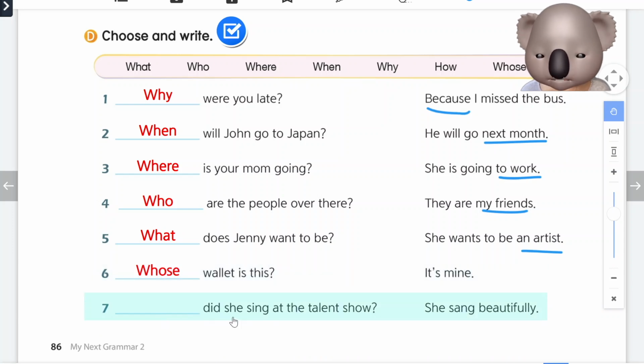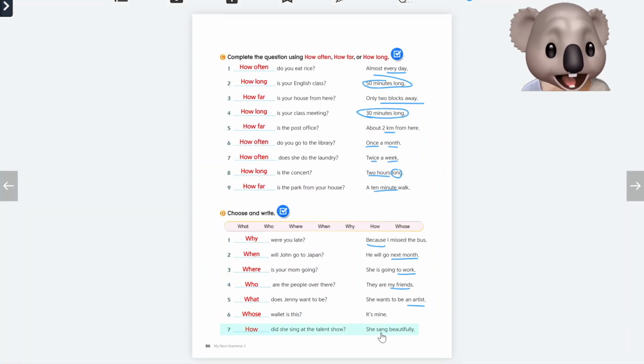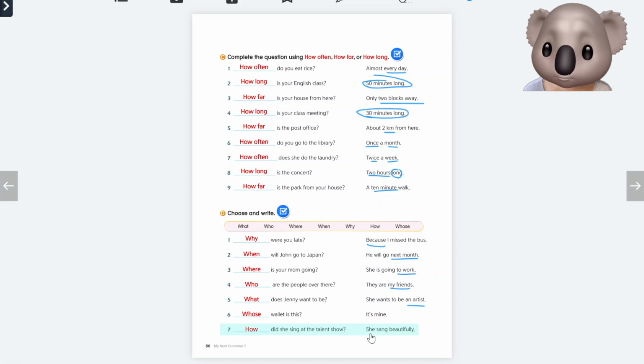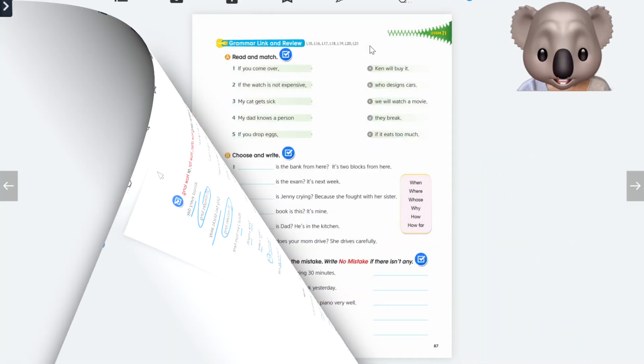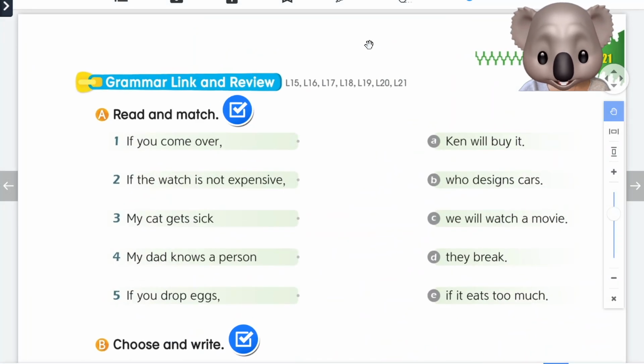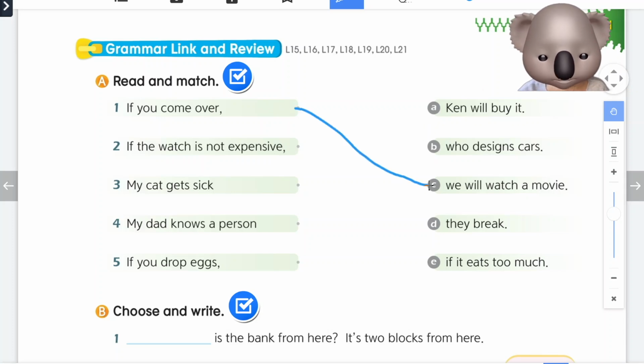Number 7. Did she sing at the talent show? She sang beautifully. 어떻게? 어느 식으로? How did she sing at the talent show? Great job. Please check your answers and we'll go to the next page. That's our last page. On page 87, we will be reviewing lesson 15, 16, 17, 18, 19, 20, and 21. If you come over, 그럼 you plus 나, 우리, we will watch a movie.